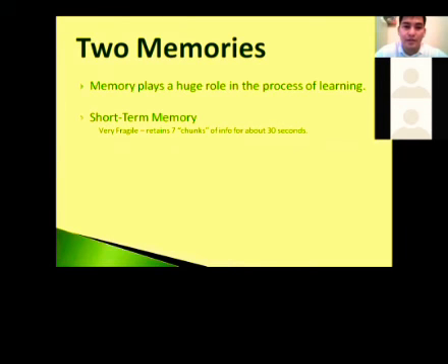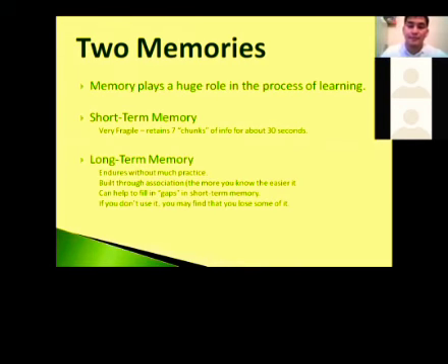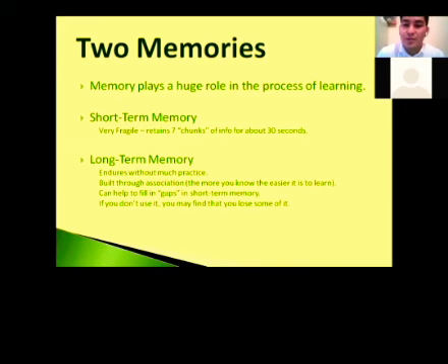And also what I should add is about memory, about the remembering stage of Bloom's taxonomy. There are two types of memory, short-term memory and long-term memory. We all know that we have these kinds of memories. Short-term memory is very fragile, retains 7 chunks of info for about 30 seconds. Have you heard about that? We can only remember 7 chunks of info for about 30 seconds, but maybe we will have some talented people who can remember more things than we do.